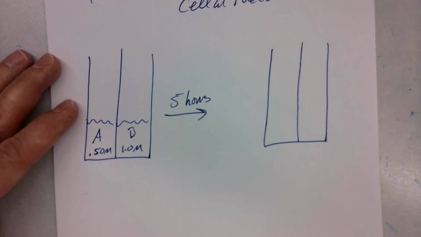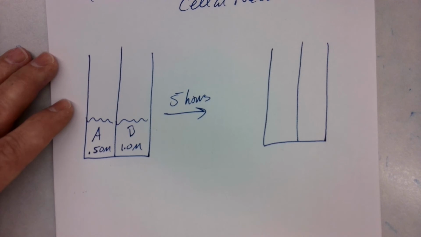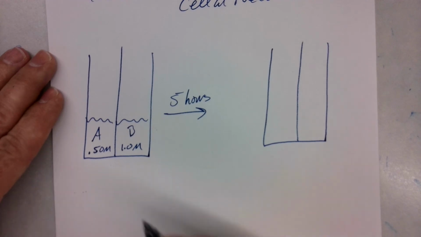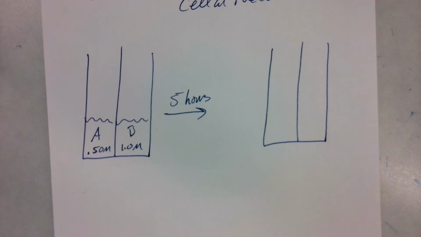Anybody besides Evans know this answer? Or you? Somebody knew? Nobody? Yeah. The solution from B will go into A. So B's going to go to A? No. It's actually A to B. A to B. Why? It wants to dilute things.